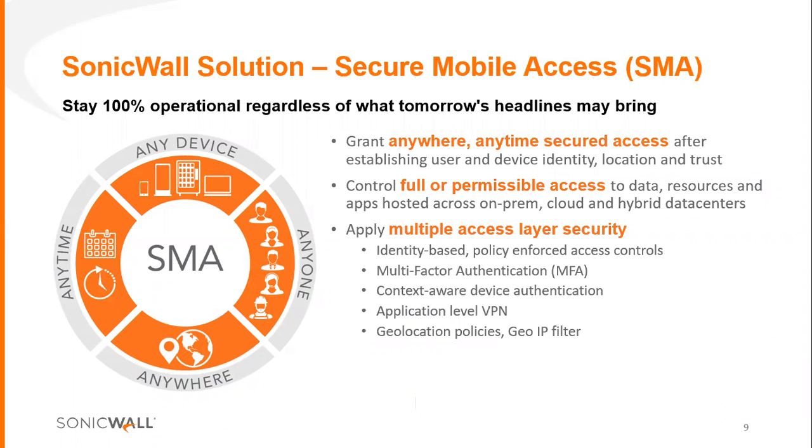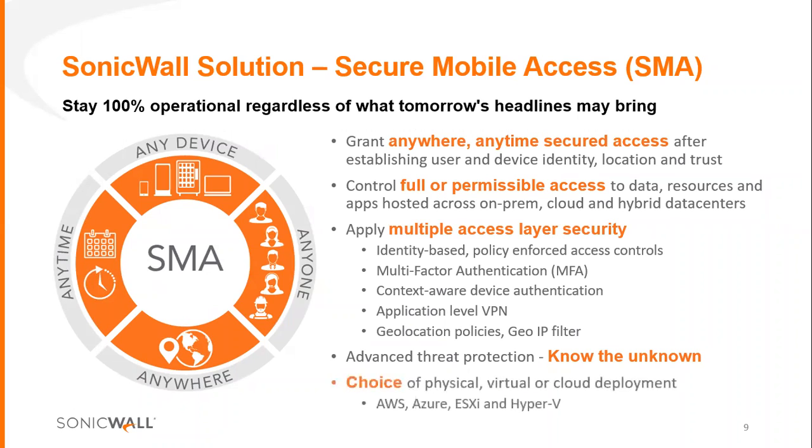Next, we can have the application-level VPN, the geolocation policy, and also the geo-IP filter, so that you can set only a certain public IP range that is able to access your own network through the SMA device. Furthermore, for the SMA, we can have advanced threat protection on top of it, so that we will block any known and unknown devices, so that you can block any networking before file detection. We can help you do the protection against all this malware and also ransomware.